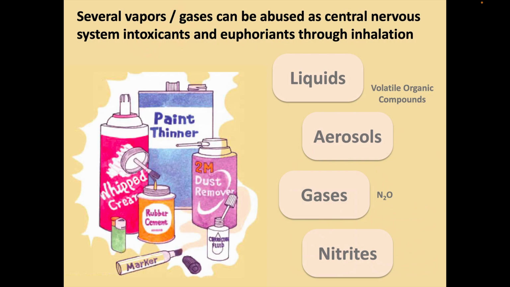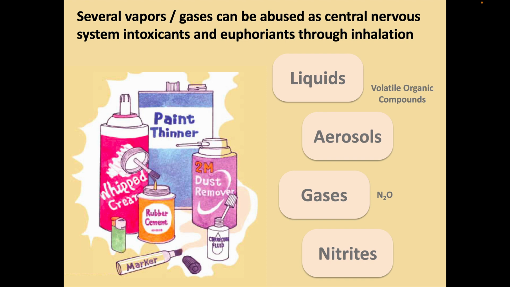On to the inhalants, and the picture here shows many of the products that might be misused this way. Several vapors and gases can be abused as central nervous system intoxicants and euphoriants through inhalation. That's basically exactly how inhalational anesthetics work, so it makes sense that some other chemicals might be able to do similar things. Some information resources about inhalants split them into 4 categories.